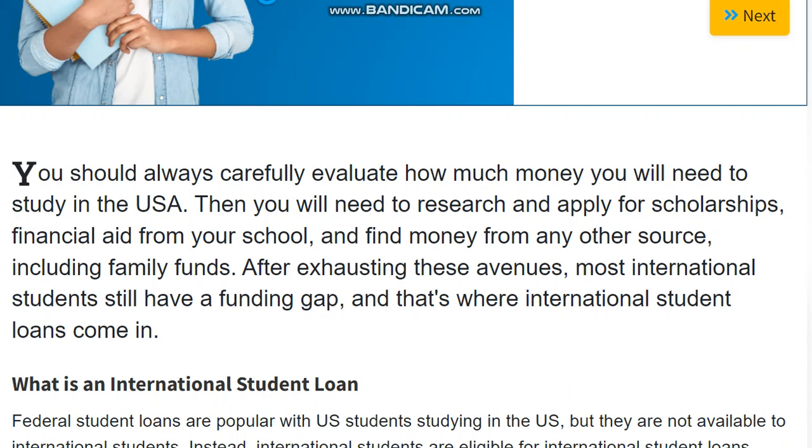Then you will need to research and apply for scholarships, financial aid from your school, and find money from any other source, including family funds. After exhausting these avenues, most international students still have a funding gap, and that's where international student loans come in.